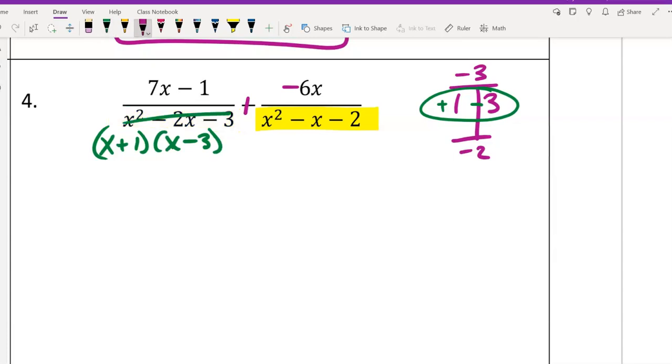Now for the other one. At the top, we have negative 2, and at the bottom, negative 1. Factors of 2 are only 1 and 2. How can they add up to a negative 1 and multiply to a negative 2? The 2 needs to be negative. 1 minus 2 is negative 1, and 1 times negative 2 is negative 2.